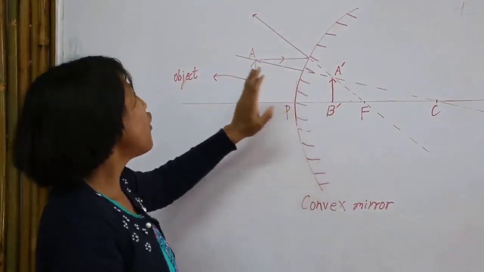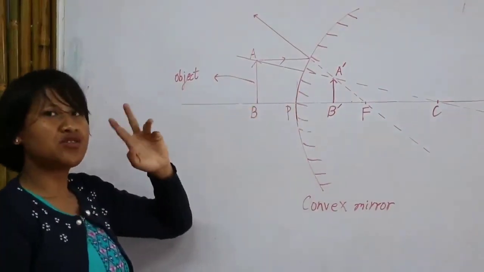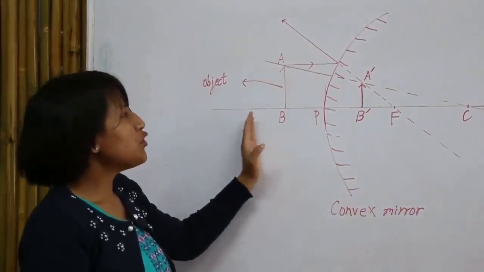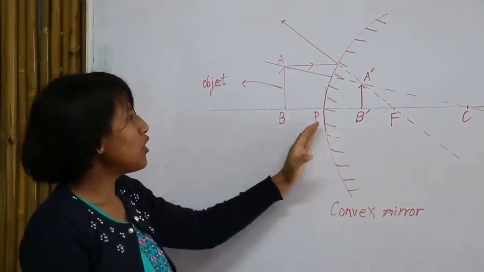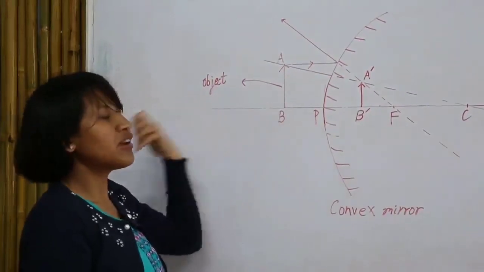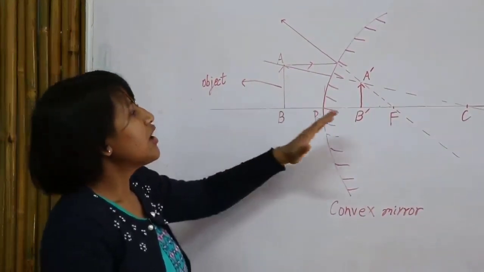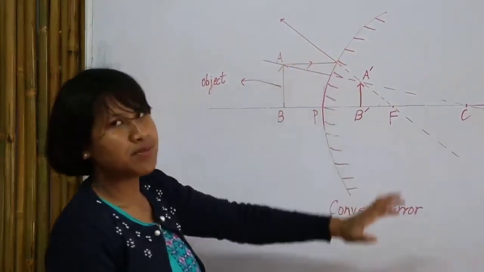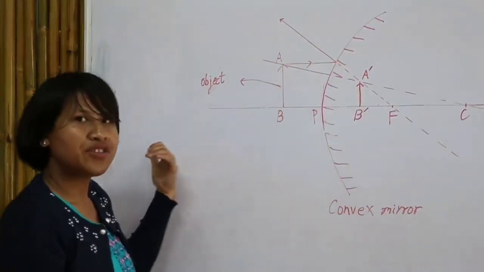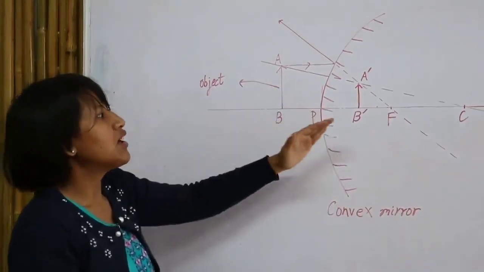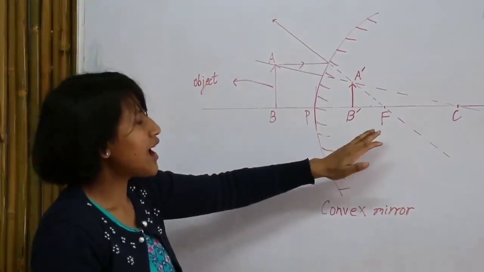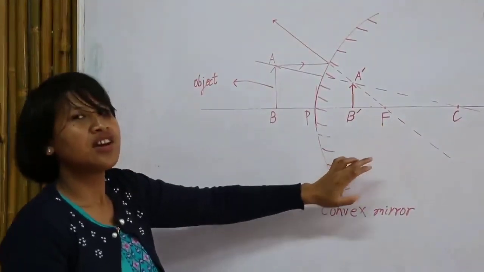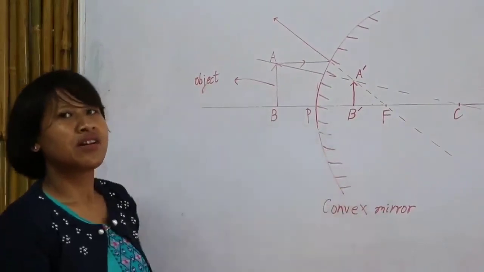So for convex mirror, there are only two cases, not like concave. There are many cases. For convex, when you place the object near the pole, or beyond this, but not at infinity, you will find that the image will always form between P and F, and always be diminished, virtual and erect. But at infinity, it will be highly diminished, but it will be formed here. It's called focus. So for that you do by yourself.